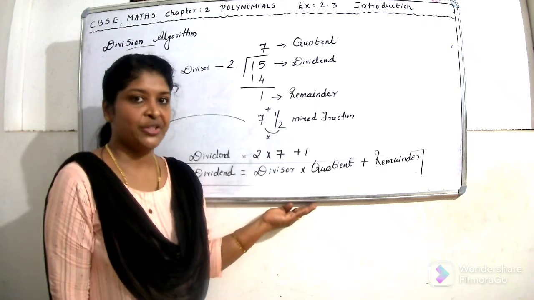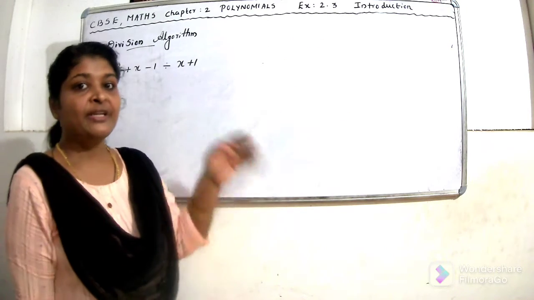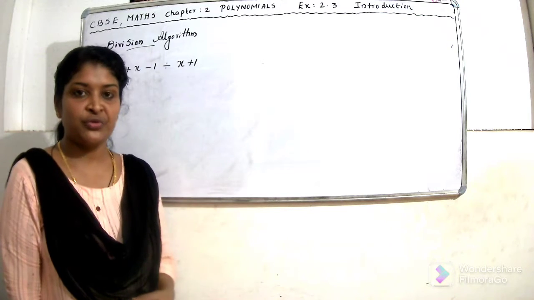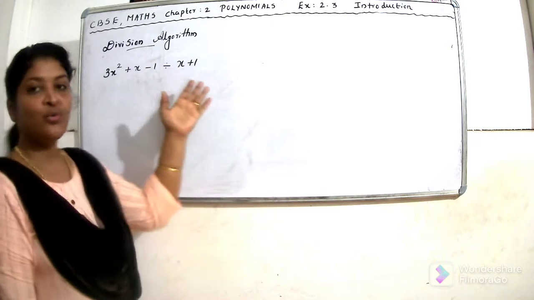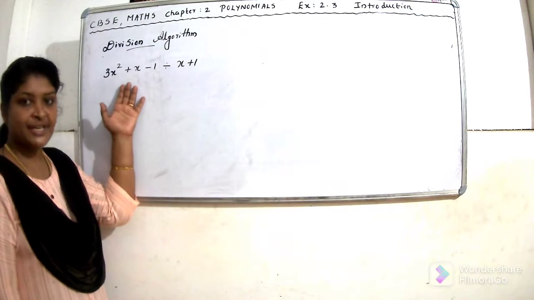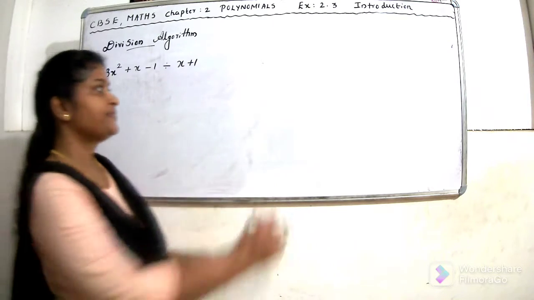This is the division algorithm. How to divide numbers we know, but this chapter is polynomials, so how to divide polynomials, that also we have to know. So let us divide two polynomials. Here 3x square plus x minus 1 is the dividend, and x plus 1 is the divisor. So let us divide.